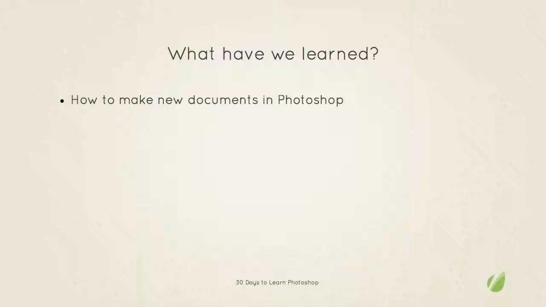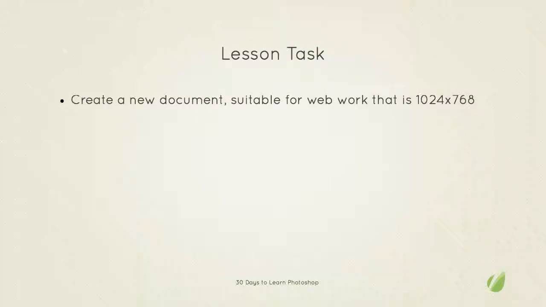So that is the basics of creating documents in Photoshop. And what have we learnt today? Well, we've looked at how to make new documents in Photoshop, and we've considered all the different settings, all the colour modes, the resolutions, the sizing, the units we can choose. So it's been quite an involved lesson. And your lesson task is to create a new document that is suitable for the web. So if you go back, find out what resolution we said worked for the web, and then create a document that is 1024 by 768 pixels.